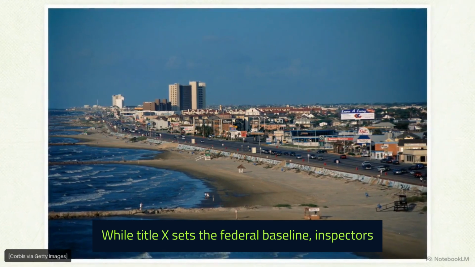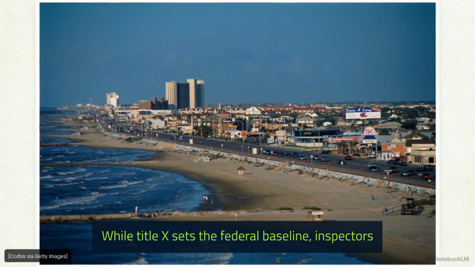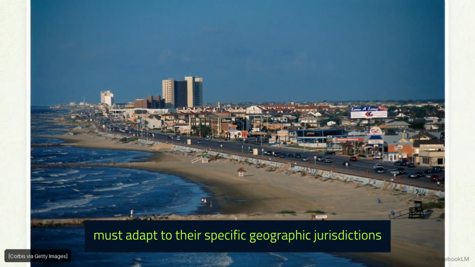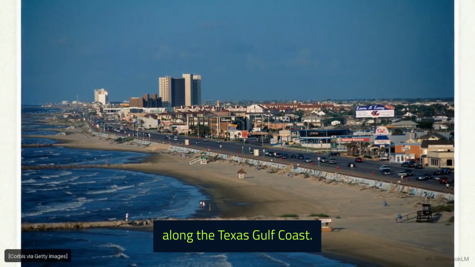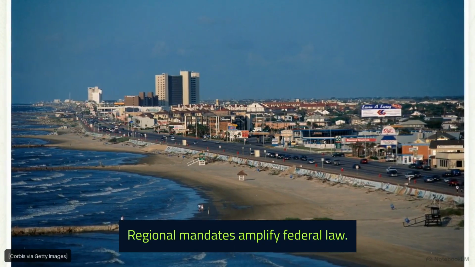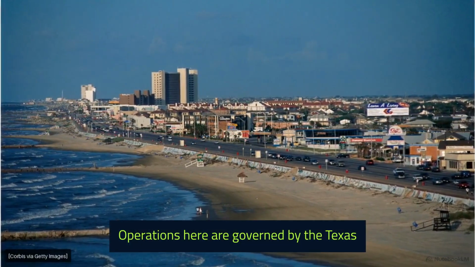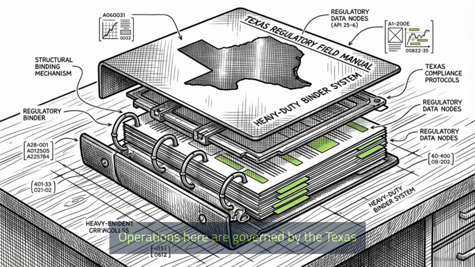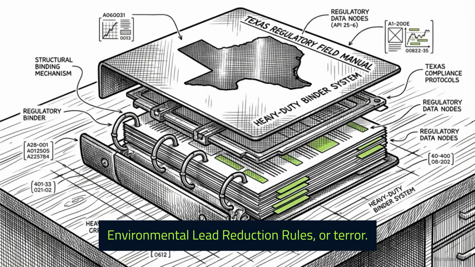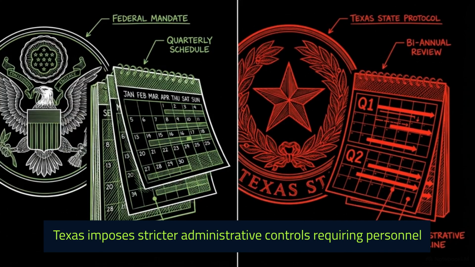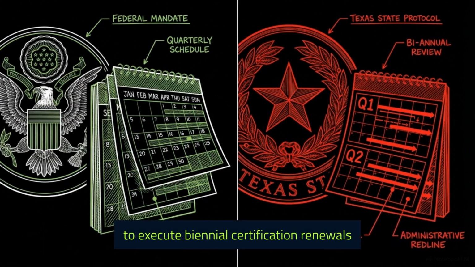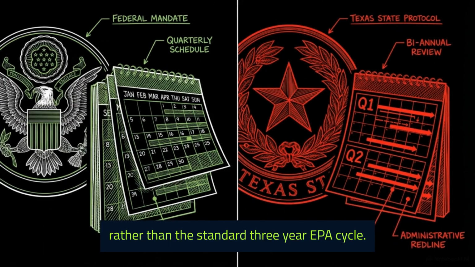While Title X sets the federal baseline, inspectors must adapt to their specific geographic jurisdictions. Along the Texas Gulf Coast, regional mandates amplify federal law. Operations here are governed by the Texas Environmental Lead Reduction Rules, or TELRR. Texas imposes stricter administrative controls, requiring personnel to execute biennial certification renewals rather than the standard 3-year EPA cycle.